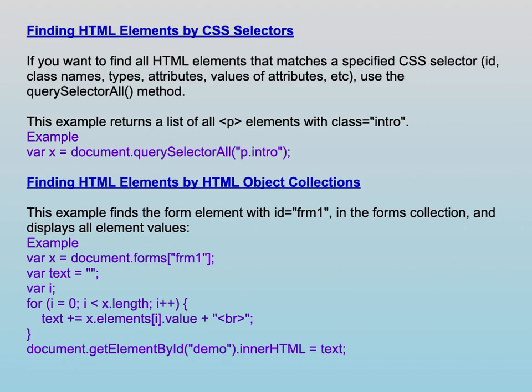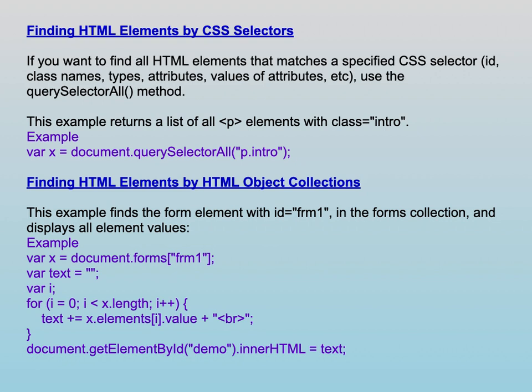Finding HTML elements by CSS selectors. If you want to find all HTML elements that match a specified CSS selector like id, class name, type, attribute, values of attributes, etc., use the querySelectorAll method. Here in our example, it returns a list of all paragraph elements with class equal to intro. That is var x is equal to document dot querySelectorAll p dot intro.